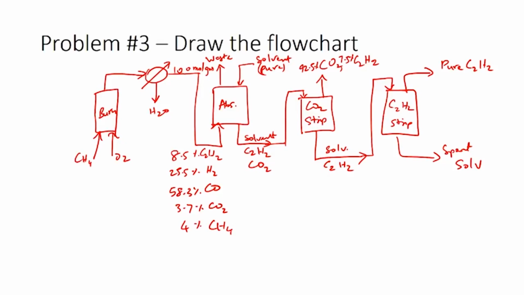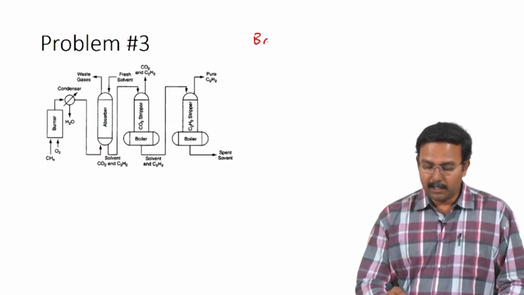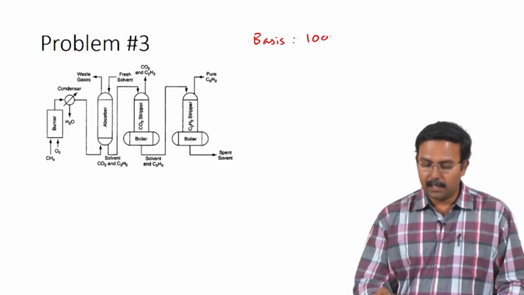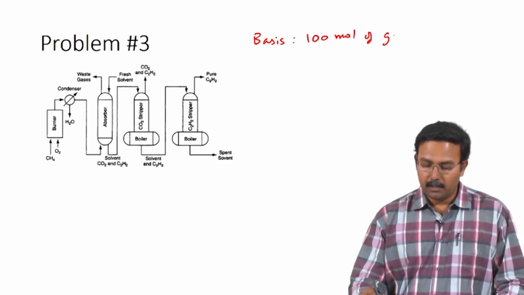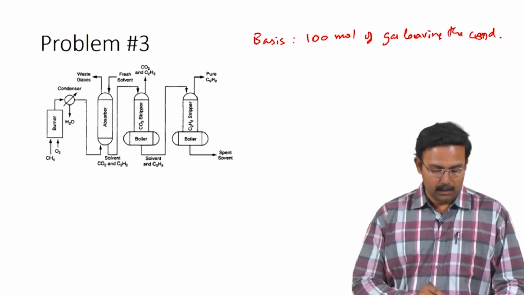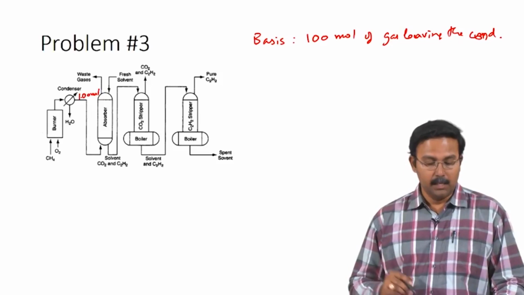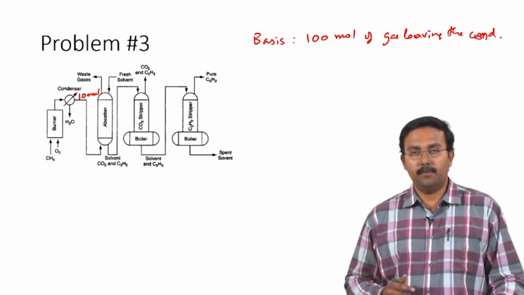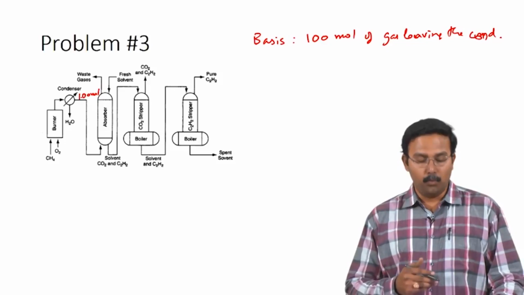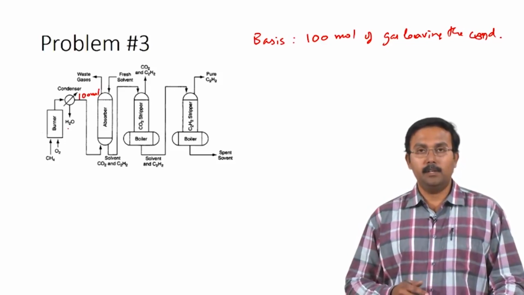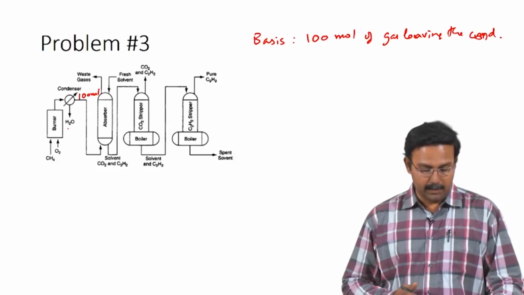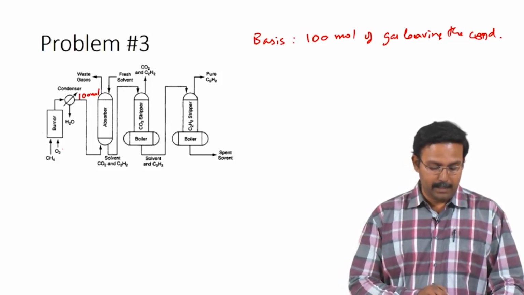So, we now have all the information that has been given to us in the problem captured in the form of this flow chart. Let us try to solve this problem. Based on the information given in the problem, we have chosen the basis as 100 moles of gas leaving the condenser. So, this is the basis, which means this would be 100 moles. So, this particular stream leaving the condenser is 100 moles. Now, we need to identify how much water is being condensed. We also need to identify how much acetylene is recovered and also the ratio of methane to oxygen.